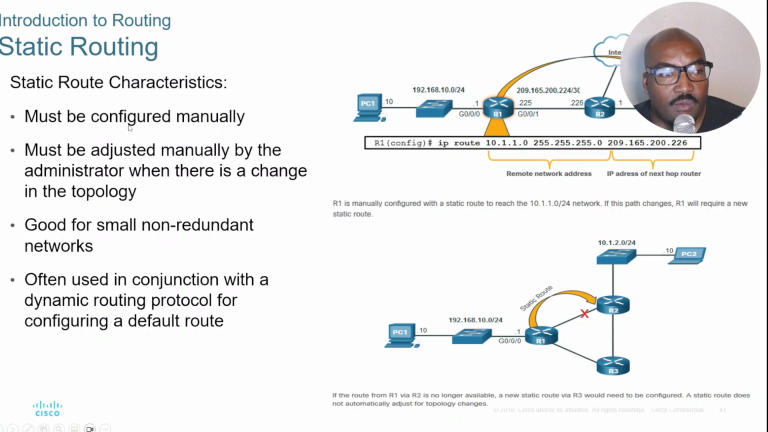And these are some static route characteristics. Must be configured manually. Must be adjusted manually by the administrator when there is a change in the topology. So if items were to change in this information, things of that nature, it would need to be reconfigured. Good for small redundant networks. I agree with that. Often used in conjunction with a dynamic routing protocol for configuring a default route.